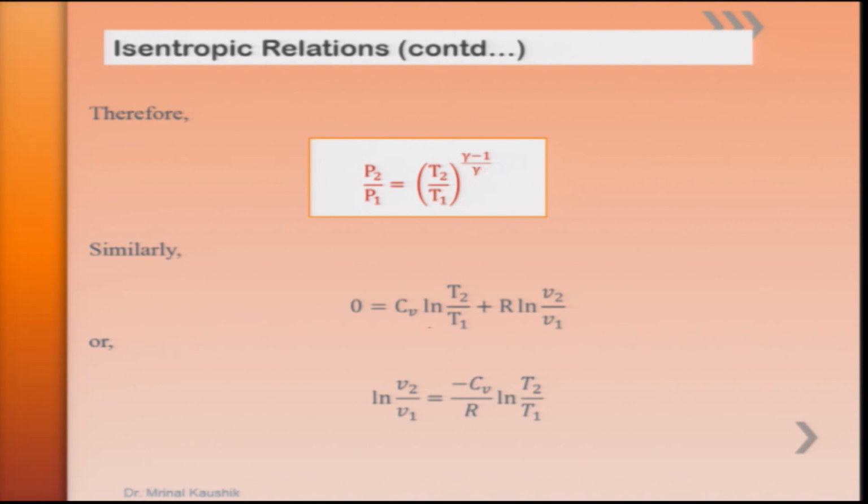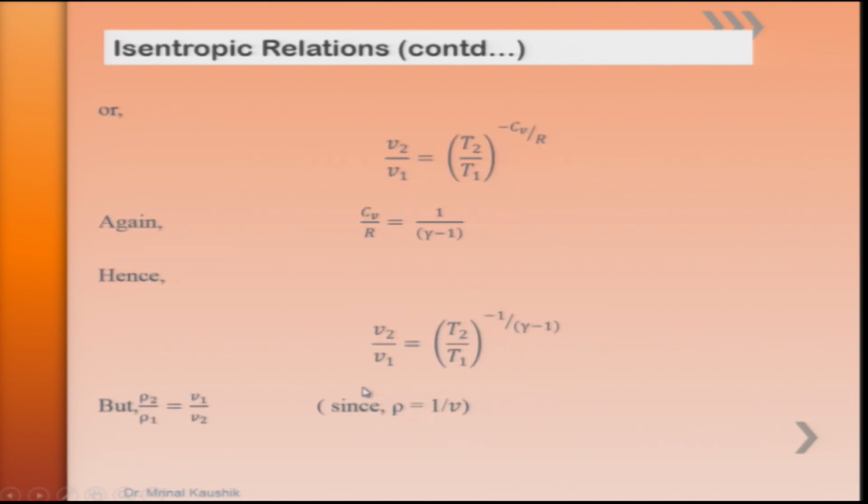Now, doing the same exercise with the other equation of entropy change, we obtain Cv ln T2 by T1 plus R ln V2 by V1, that is in terms of specific volume. Doing a similar exercise, we can bring down the equation to V2 by V1 is equal to T2 by T1 to the power minus Cv by R, where Cv is equal to R by gamma minus 1, and hence this expression is obtained: V2 by V1 is equal to T2 by T1 to the power minus 1 by gamma minus 1.